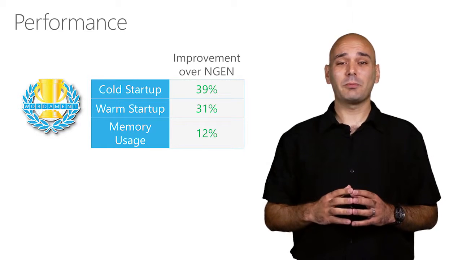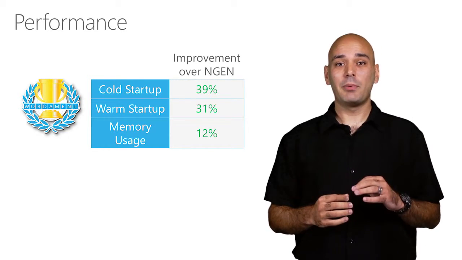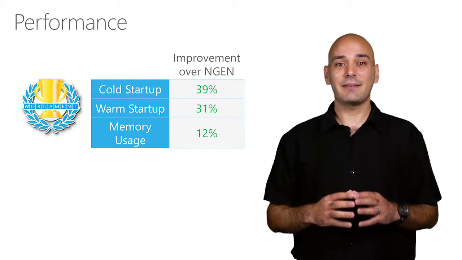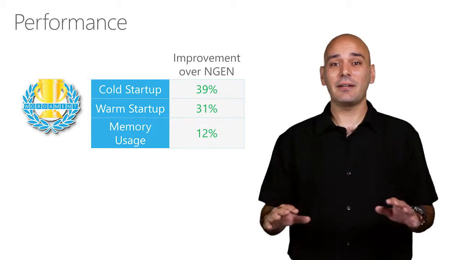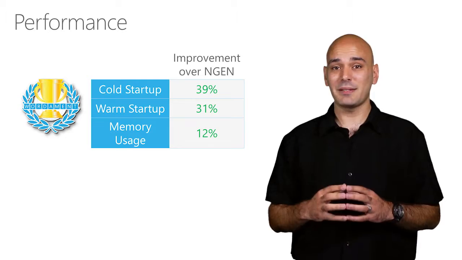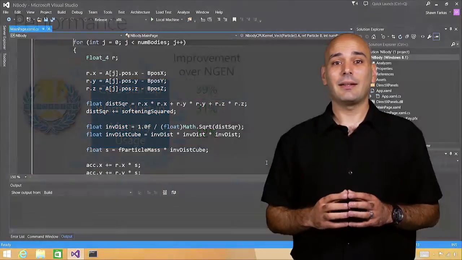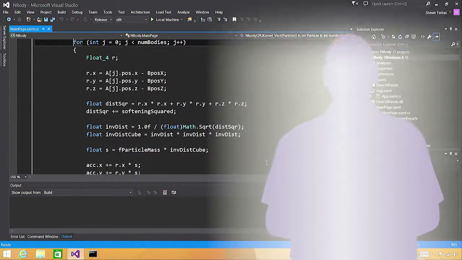This already represents a substantial improvement, but it makes it even more impressive when you realize the baseline for comparison is the NGen version of Wordament, and these numbers are not inflated by the time it takes to JIT Wordament startup code. Now, let's take a look at .NET Native in action.